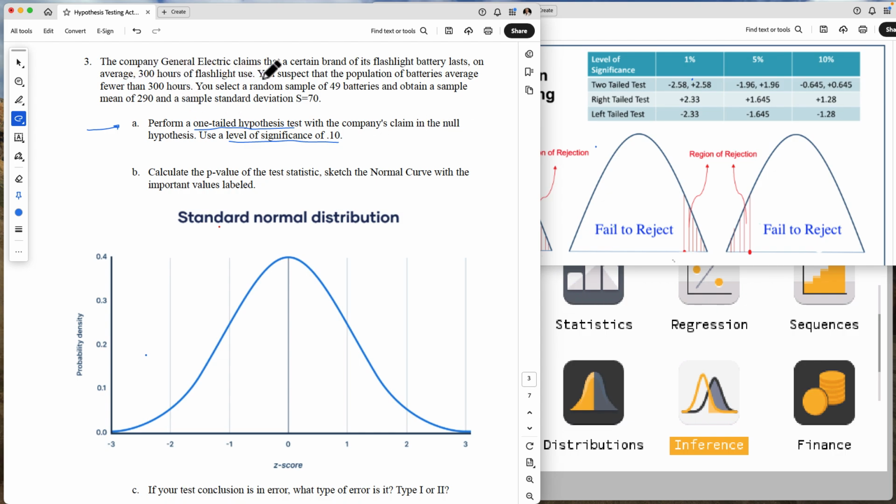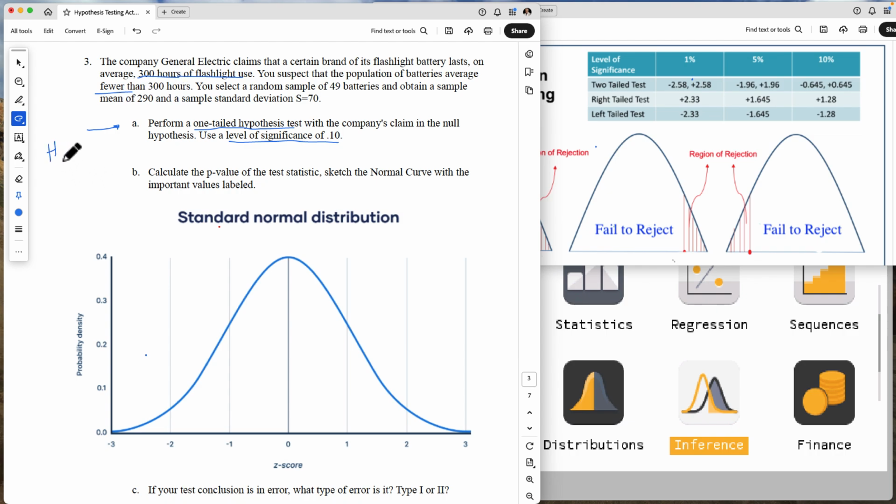Company General Electric claims that a certain brand of its flashlight batteries lasts, on average, 300 hours of flashlight use. You suspect the population of batteries average fewer than 300 hours. So that's going to tell you that this is going to be a left-hand tail. So you kind of believe it's going to be less than 300.